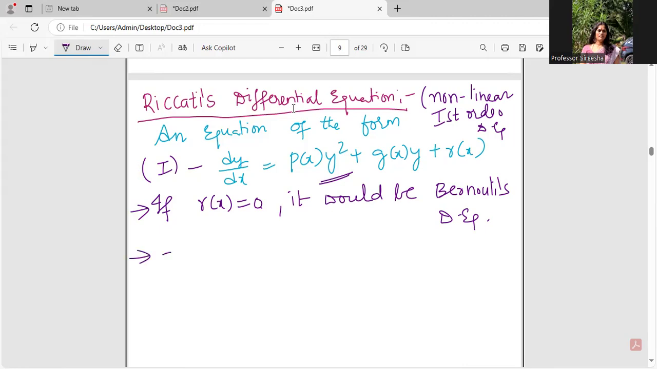How to handle such a differential equation? If r of x is not equal to 0, then what should I do? It is not easy to solve. So what do I do?